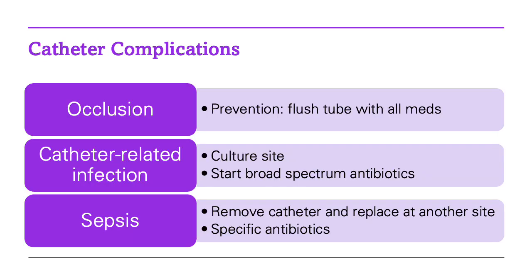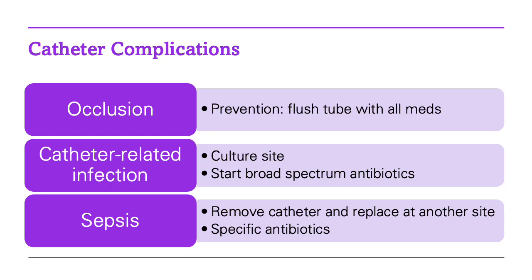In addition to all of the metabolic complications of PN, we could also have complications with the catheters themselves. That includes occlusions, catheter-related infections, and even sepsis. For occlusions, typically nursing is the one that handles the catheter sites. We want to make sure that they're adequately flushing the tube with all medications. And if a medication can be administered by a route other than the PN, always use that alternative route.